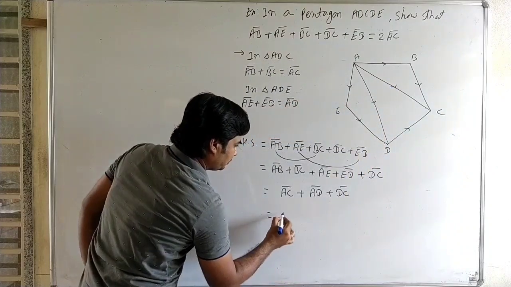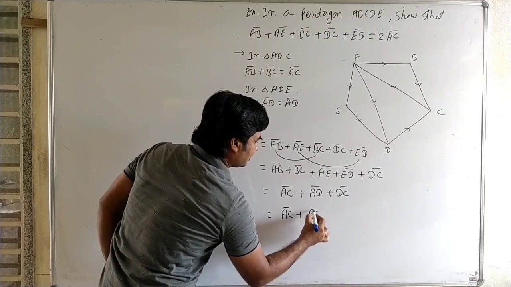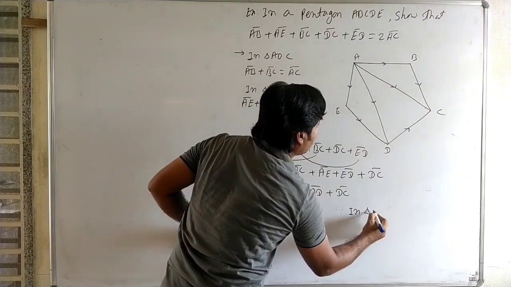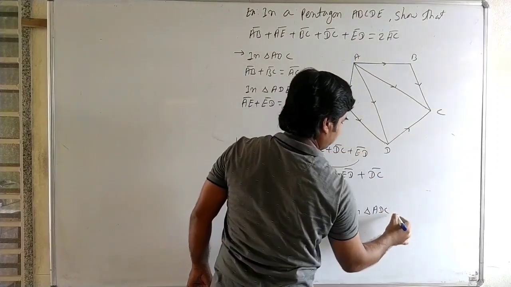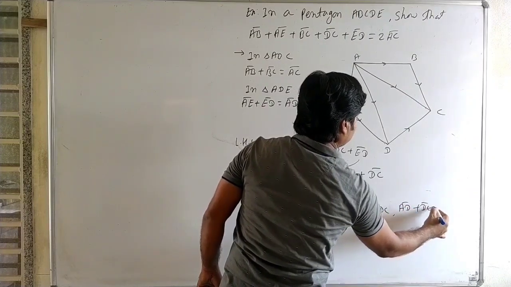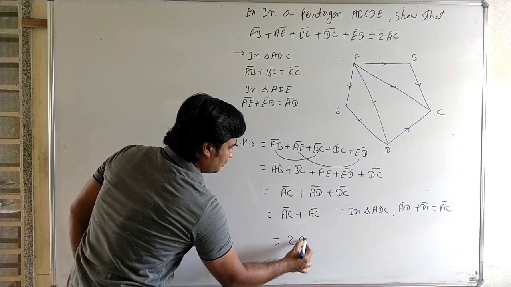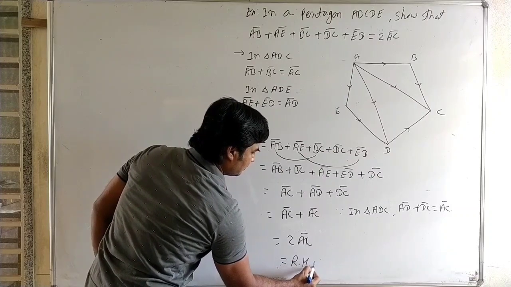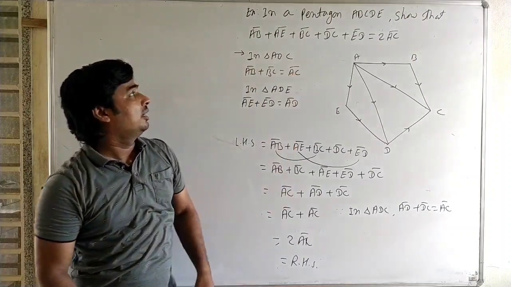Now AC plus AC. In triangle ADC, AD plus DC is equal to AC, and the last answer is 2AC. It is the RHS. Okay, it is the proof. Here we use only the triangular addition. Now next example.